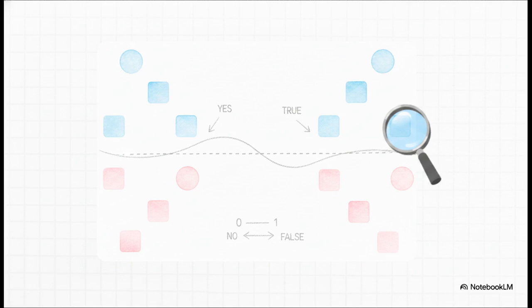We are completely ditching the idea of finding an infinite continuous number. Instead, we want a rigid, discrete, binary answer. We need the algorithm to divide inputs into predefined categories. Yes or no, true or false, 0 or 1.